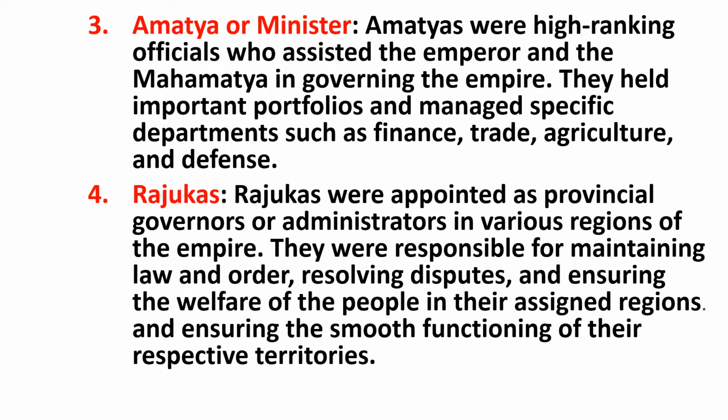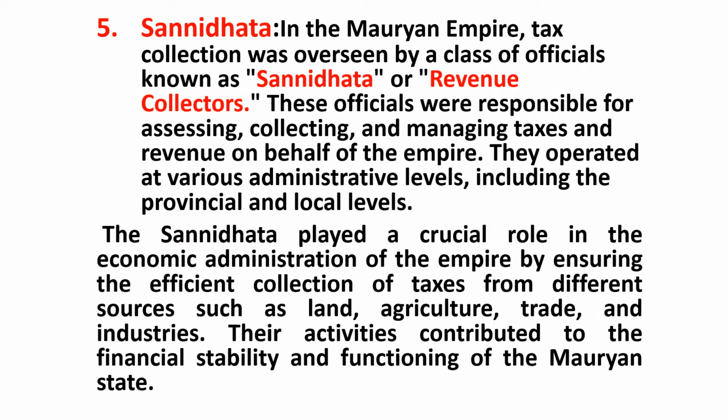Fourth one, Rajukas. Rajukas were appointed as provincial governors or administrators in various regions of the empire. They were responsible for maintaining law and order, resolving disputes, and ensuring the welfare of the people in their assigned regions, and ensuring the smooth functioning of their respective territories.